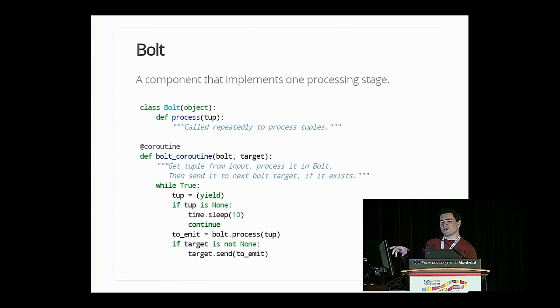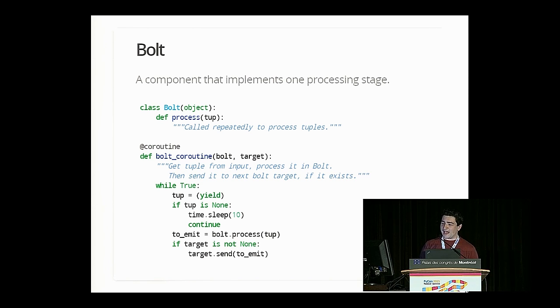So this is where the coroutine part gets kind of interesting, and then you could go look up coroutines later. A bolt is basically a processing stage. It gets tuples. Process gets called repeatedly with those tuples, and then it has to either acknowledge them, fail them, or emit new values into your topology. And the implementation for this could be shown with this coroutine here.